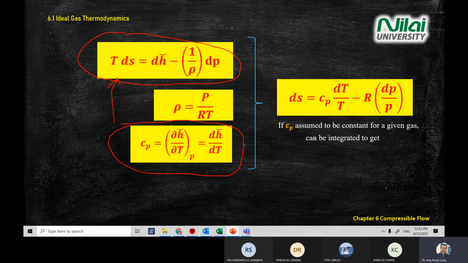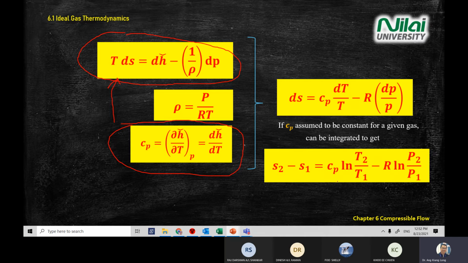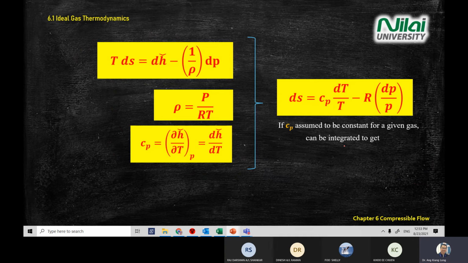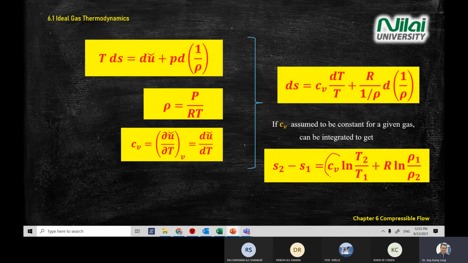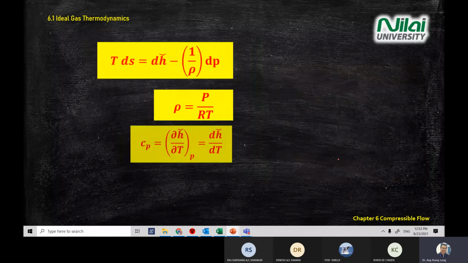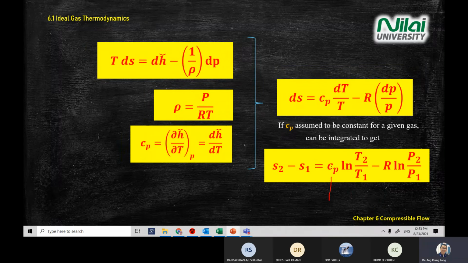And you do the same process. You'll get S2 minus S1 equal to Cp ln T2 over T1, minus R ln pressure 2 divided by pressure 1. So it's a bit different from the previous one. The previous one, if you're using Cv, it is temperature and density. This is density, not pressure. If you're using Cp to calculate entropy S, you are using temperature and pressure. Okay, just take note on this one.